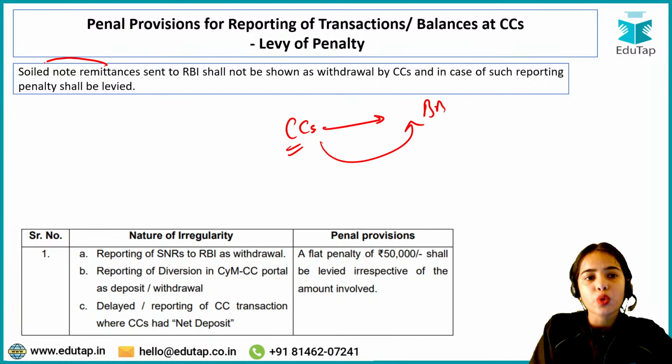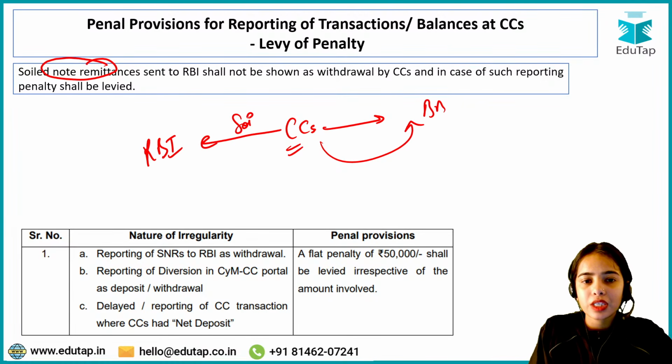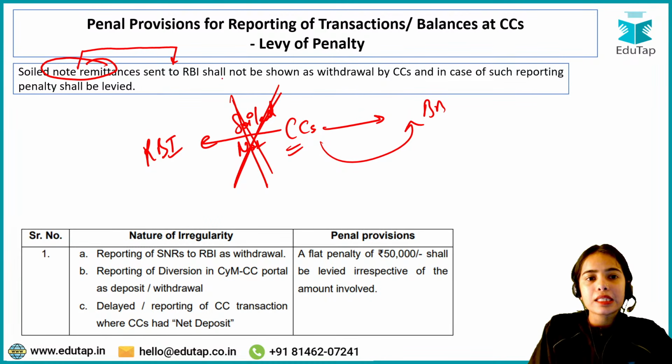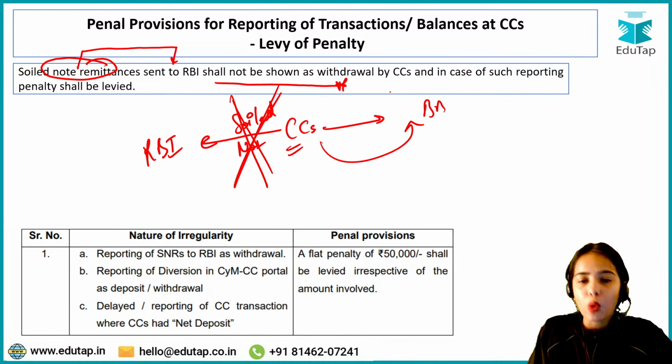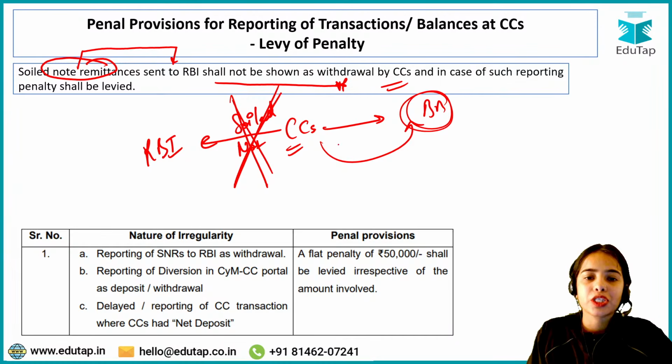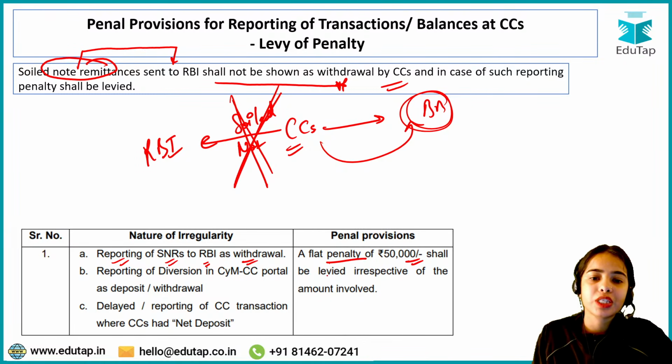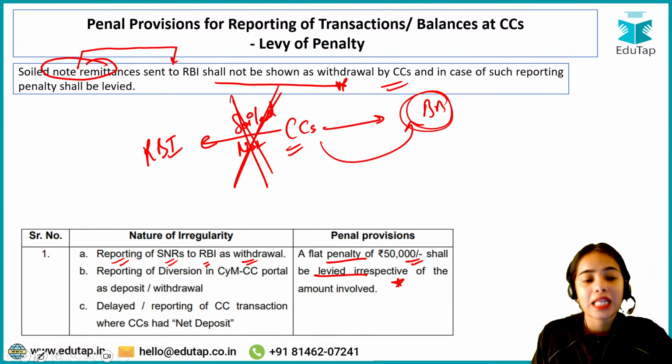But in the case of the soiled note remittances that the currency chest is sending to the Reserve Bank of India, this is not a withdrawal from the currency chest vaults. So soiled note remittances sent to RBI shall not be shown as withdrawal by the currency chest, as this is not withdrawal by the bank branches from the currency chest. In such a case, if the reporting of soiled note remittances to RBI is shown as a withdrawal from the currency chest, a flat penalty of 50,000 shall be levied irrespective of the amount involved.